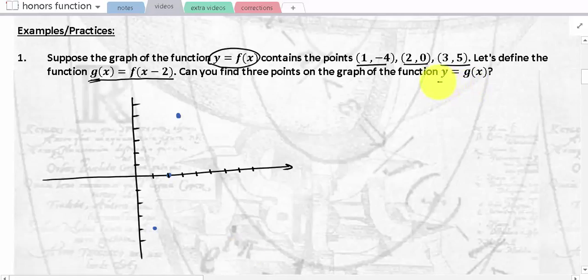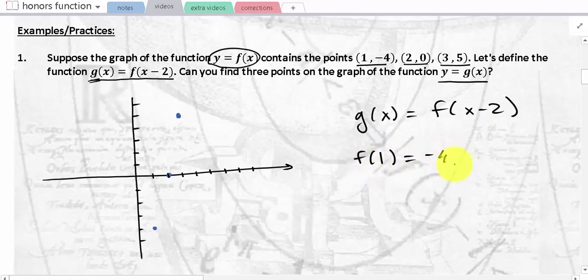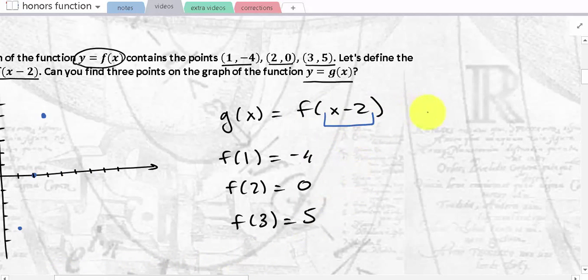So how can we find some points on the graph of g? Well, let's see. We have that g of x is f of x minus 2. We also know that f of 1 is -4, f of 2 is 0, and f of 3 is 5, right? This is what's given to us. So if my input is 1, 2, or 3, I will know the output of f. And so I want x minus 2 to be equal to 1, 2, or 3. So let's see. If x minus 2 is equal to 1, f of 1 is -4. So what does it mean about x? That would mean that x is equal to 3, right?